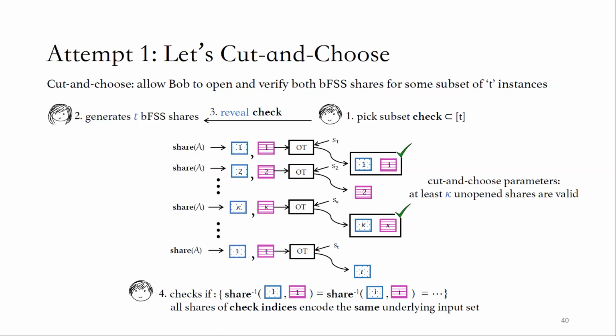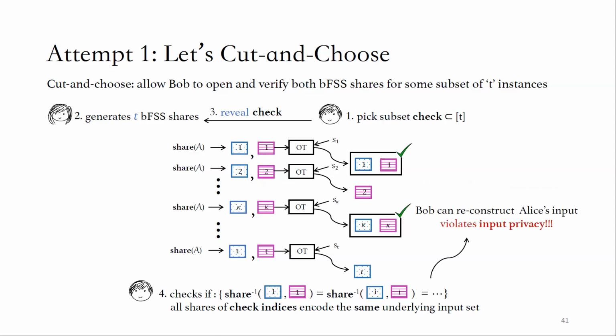And the cut and choose parameters will be picked in such a way that if these checks pass, then amongst all the unopened indices, at least kappa of them are valid FSS shares. And that's enough to protect Bob's privacy in the protocol. So this is nice, but there's one major issue here. That is that Bob can reconstruct Alice's entire input in the clear. If he looks at any pair of FSS shares at any given index, and extracts the underlying set, then he can completely learn Alice's input.